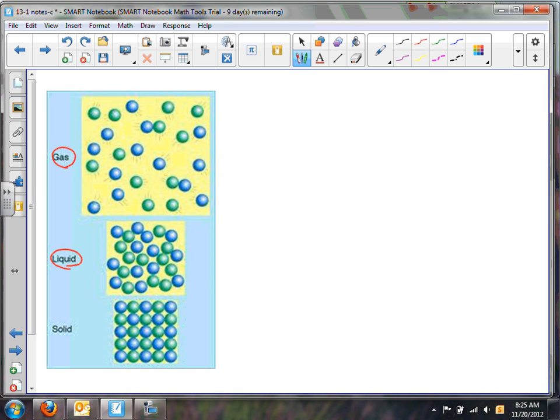Liquids, on the other hand, their particles are very, very close together. Now, they're not bound tightly, so they're able to roll around and flow, but the fact that the particles are right next to each other doesn't allow for any compression. Solids, of course, the particles are right next to each other and rigid, so they don't change their volume, they don't change their shape, and they can't compress either.